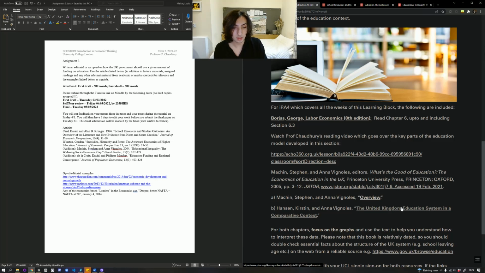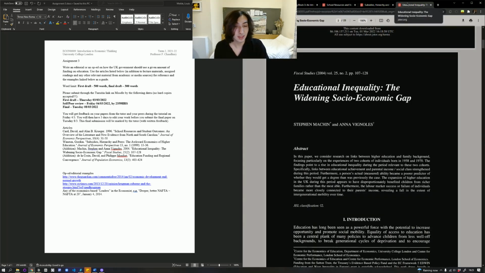So, for example, if you want to use the comparative context of the United Kingdom, or perhaps the overview here, or you could use something from Boyas Labour Economics, then go ahead. I just used this one because I like it. This was published in Fiscal Studies, 2004. It's a reputable journal, I'm all good.